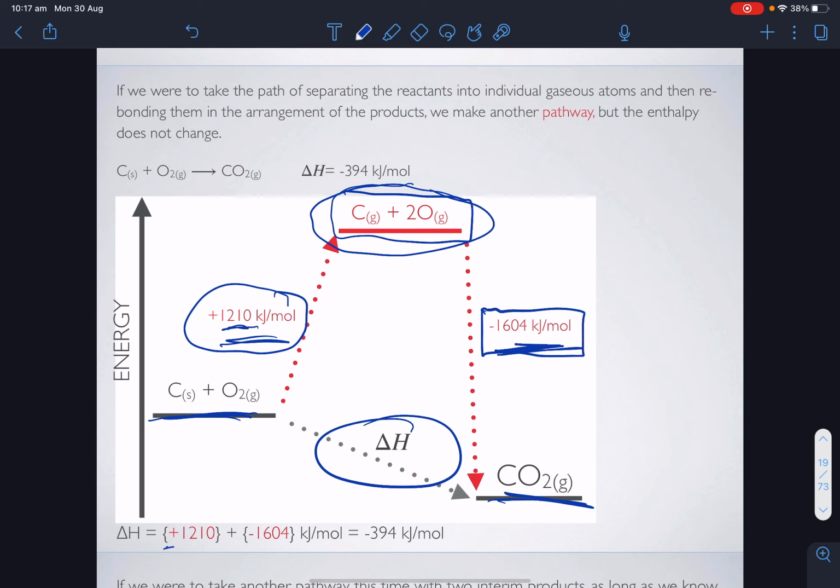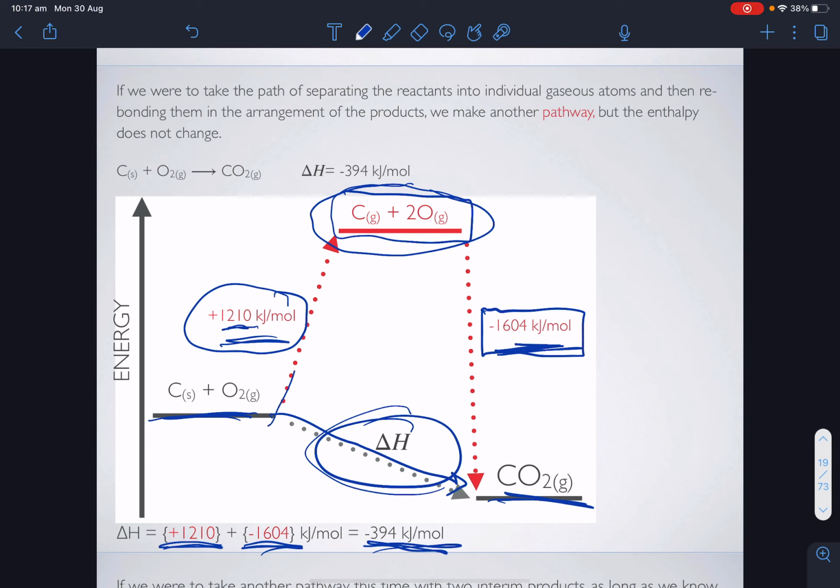Okay, so down here I've got the energy required to break the bonds, which is positive 1210, and then plus the energy that is gained, so negative 1604 to put it back into carbon dioxide, add them together, and what do you get? The negative 394 kilojoules per mole. So you don't actually need to do this direct path reaction to find out the enthalpy.